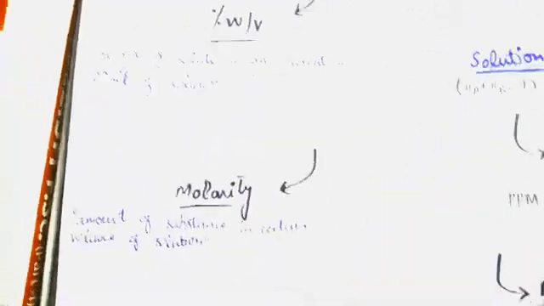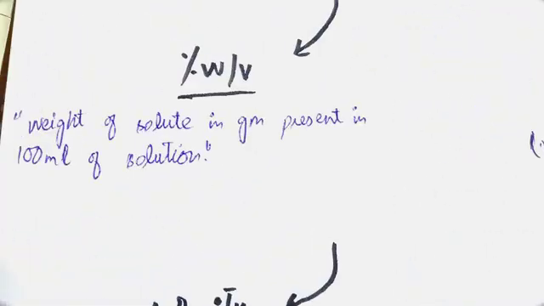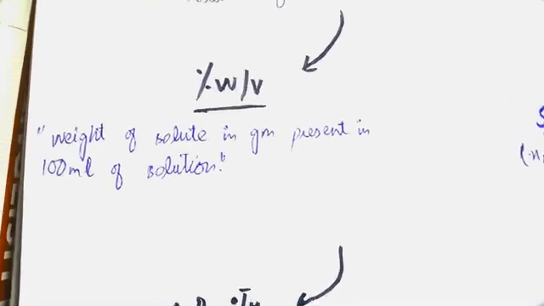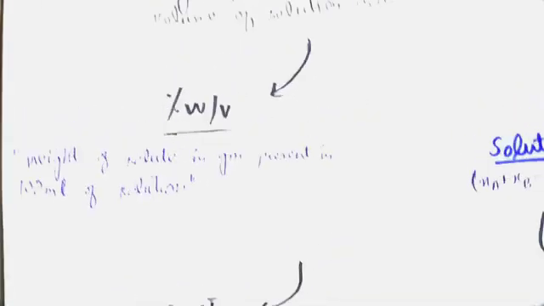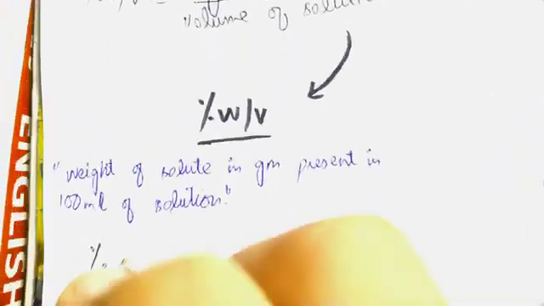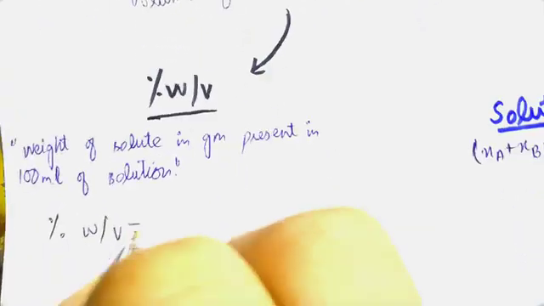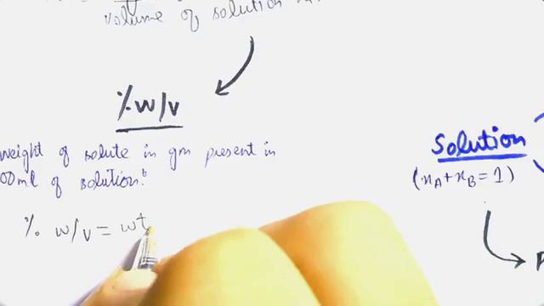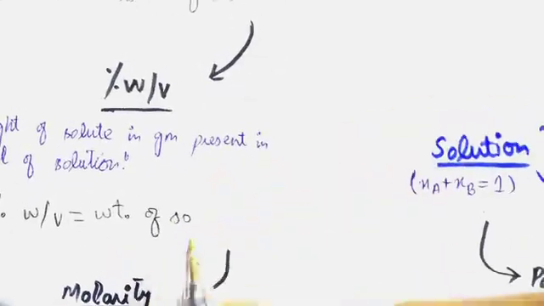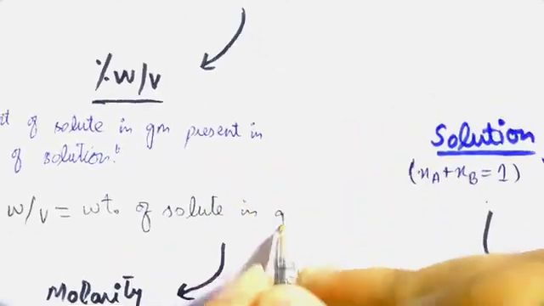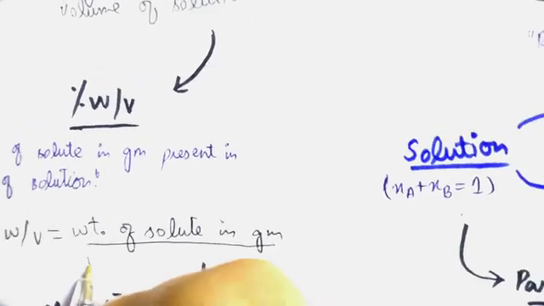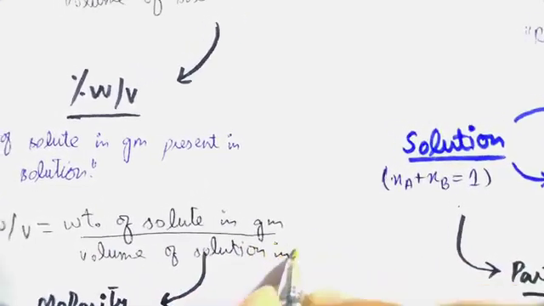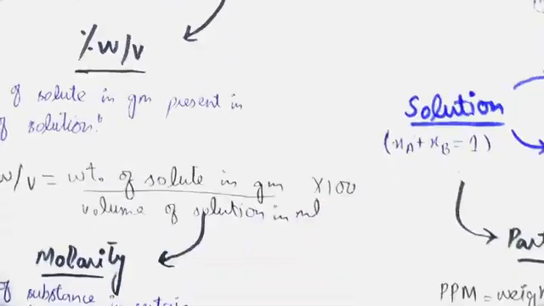And the second one is weight by volume. It is defined as the weight of the solute in grams present in 100 ml of solution. The formula is percentage weight by volume equals weight of solute in gram divided by volume of solution in ml, multiplied by 100.